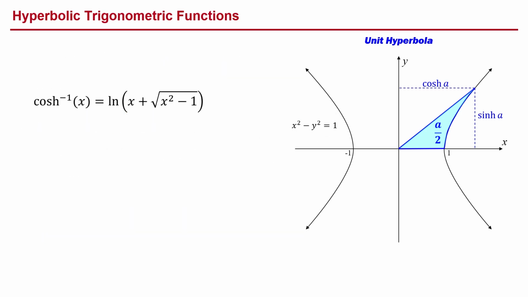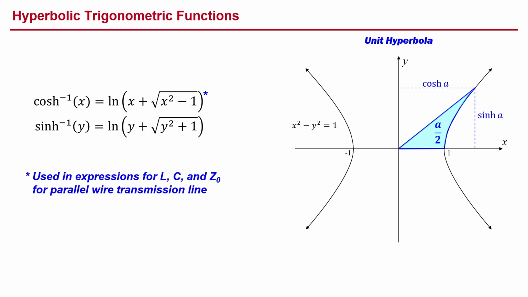The inverse hyperbolic cosine of x equals the natural log of x plus the square root of x squared minus 1. The inverse hyperbolic sine of y equals the natural log of y plus the square root of y squared plus 1. You've seen this inverse hyperbolic cosine function before in the expressions for inductance and capacitance of a parallel wire transmission line, and you'll see it again in the expression for the characteristic impedance.